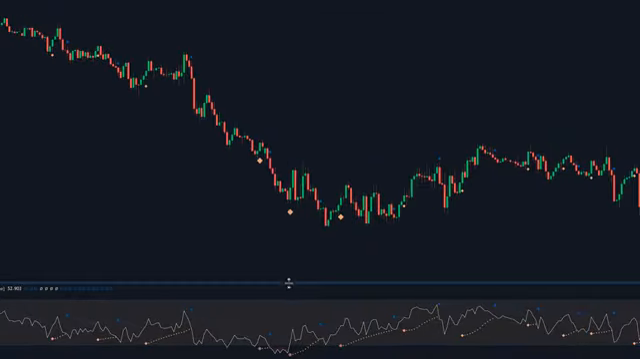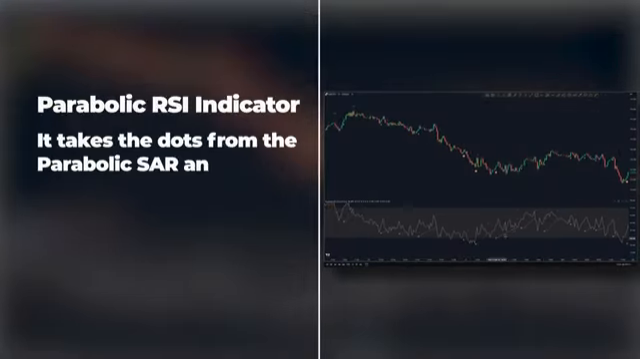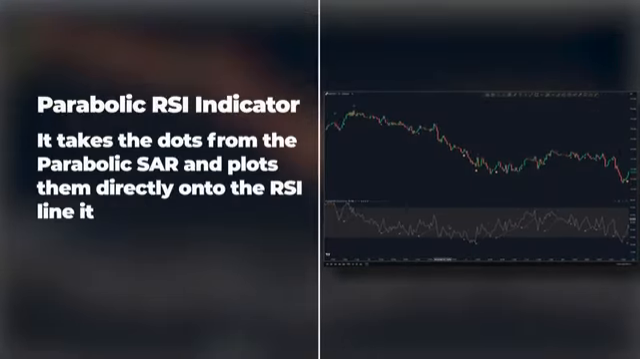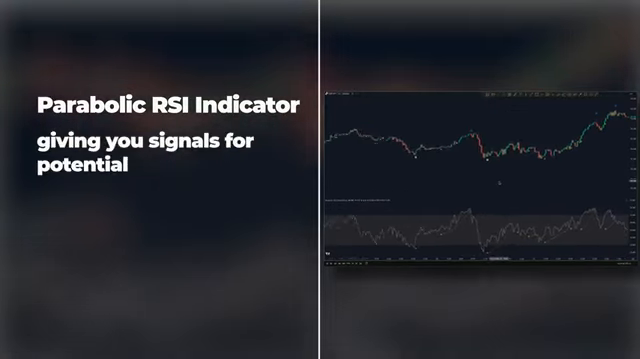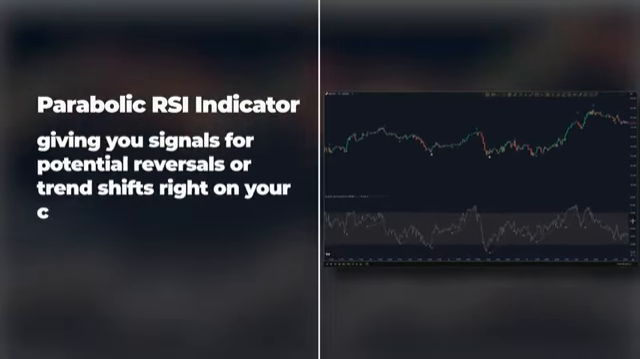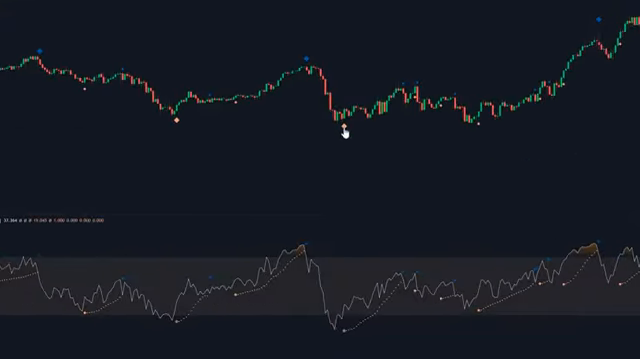So, what this indicator does is pretty neat. It takes the dots from the parabolic SAR and plots them directly onto the RSI line itself. This lets you see the trend of momentum, giving you signals for potential reversals or trend shifts right on your chart using diamonds.